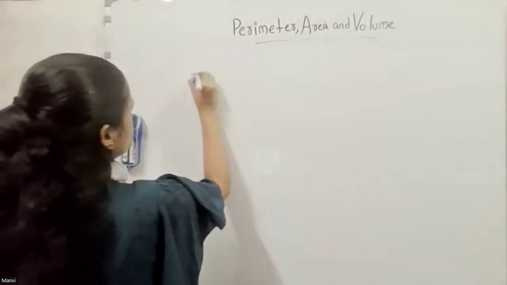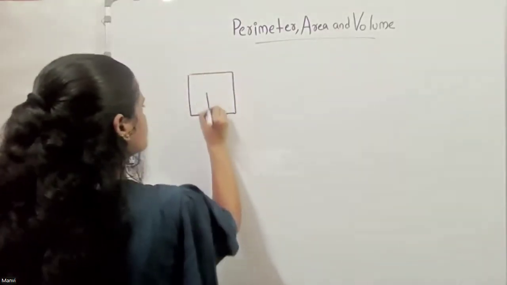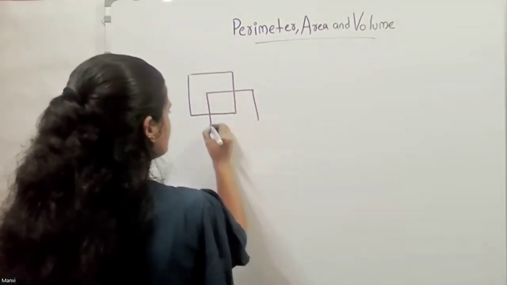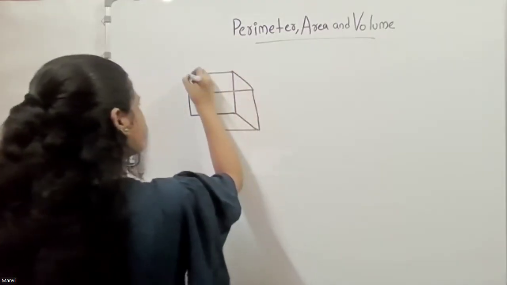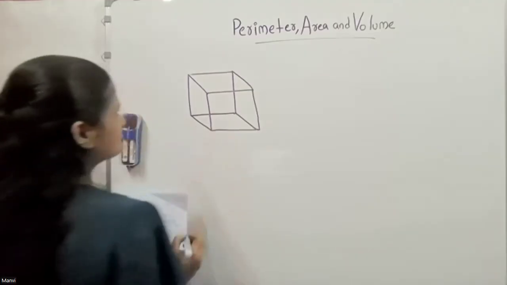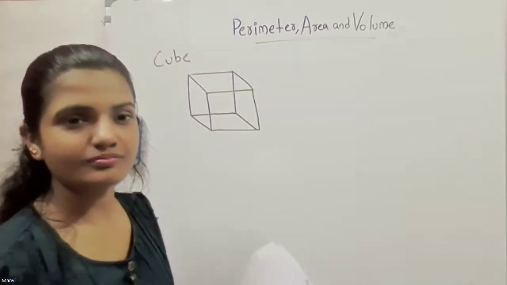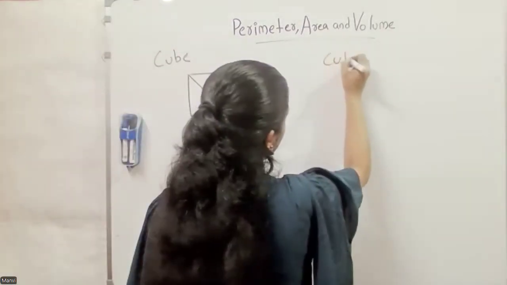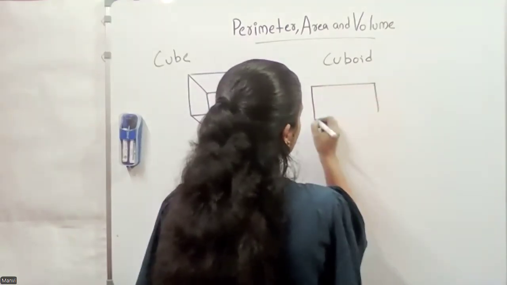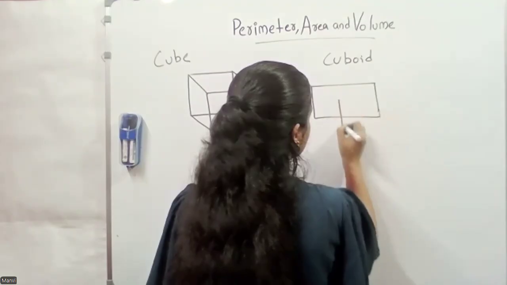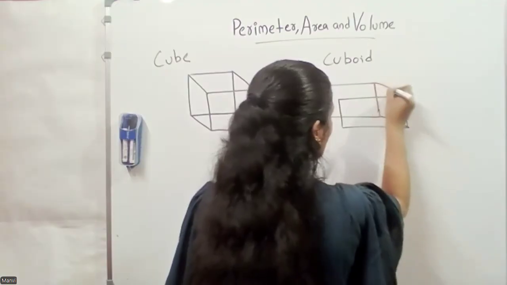For 3D shape, we have one cube that looks like this. A cube. This is the easier way of drawing this cube. That's how I do it. Okay, that's good. So this is actually cube. Then the cuboid looks like this. The top surface looks like rectangle, right? So this is cuboid.